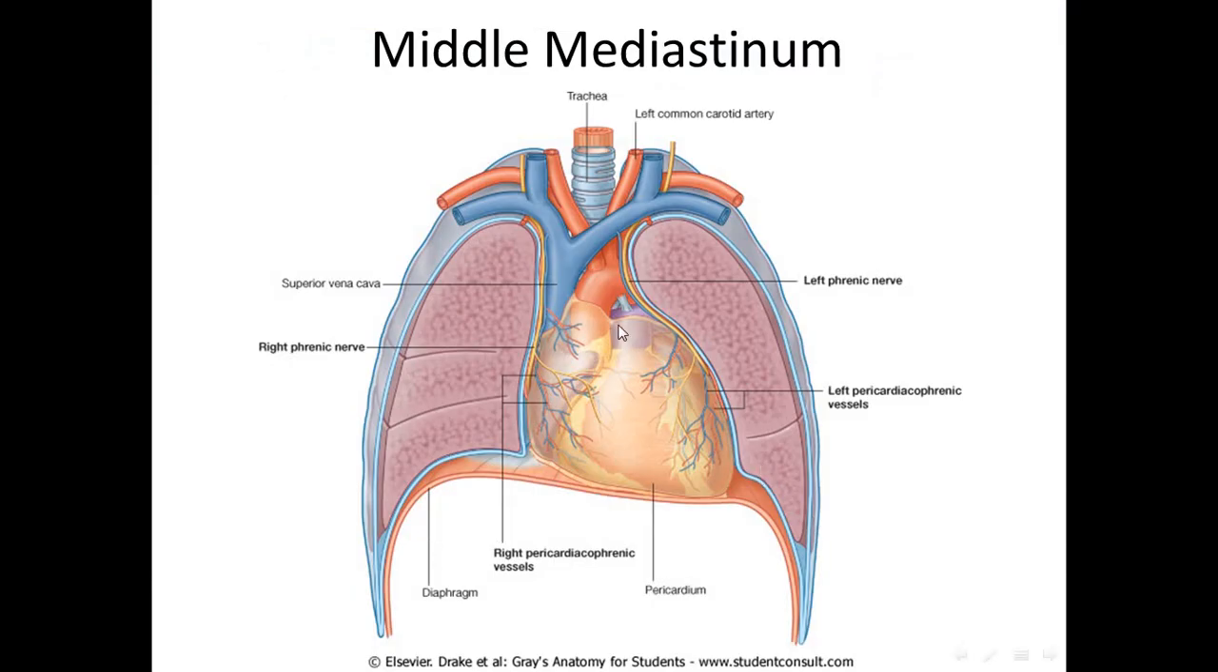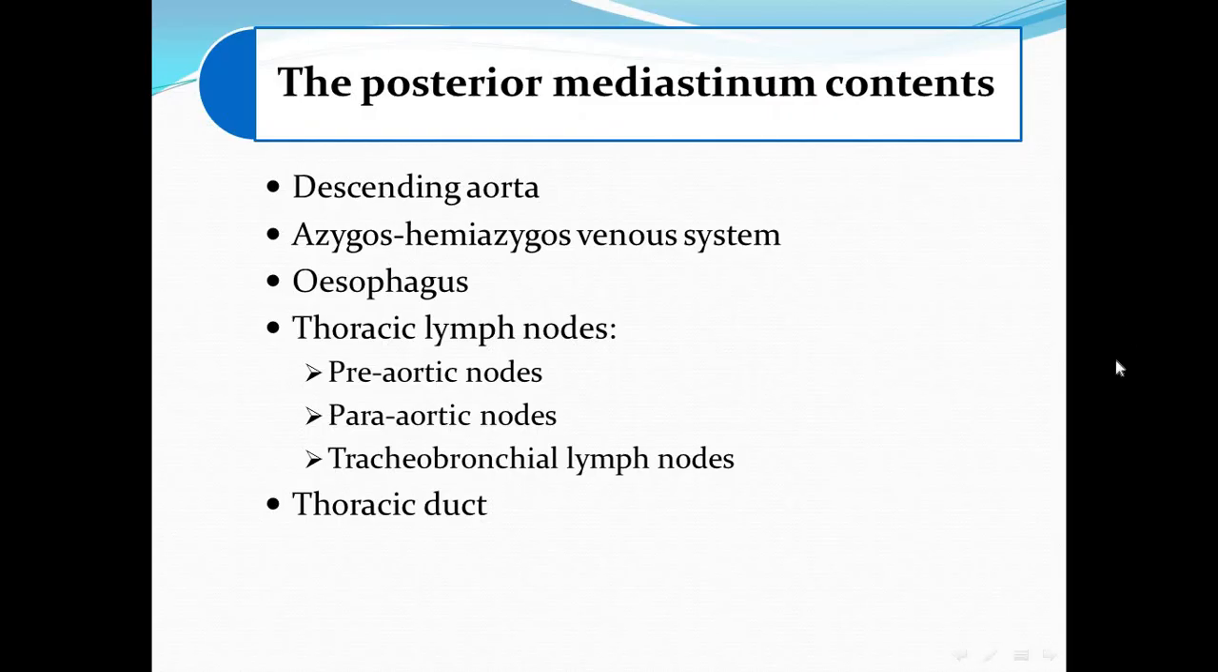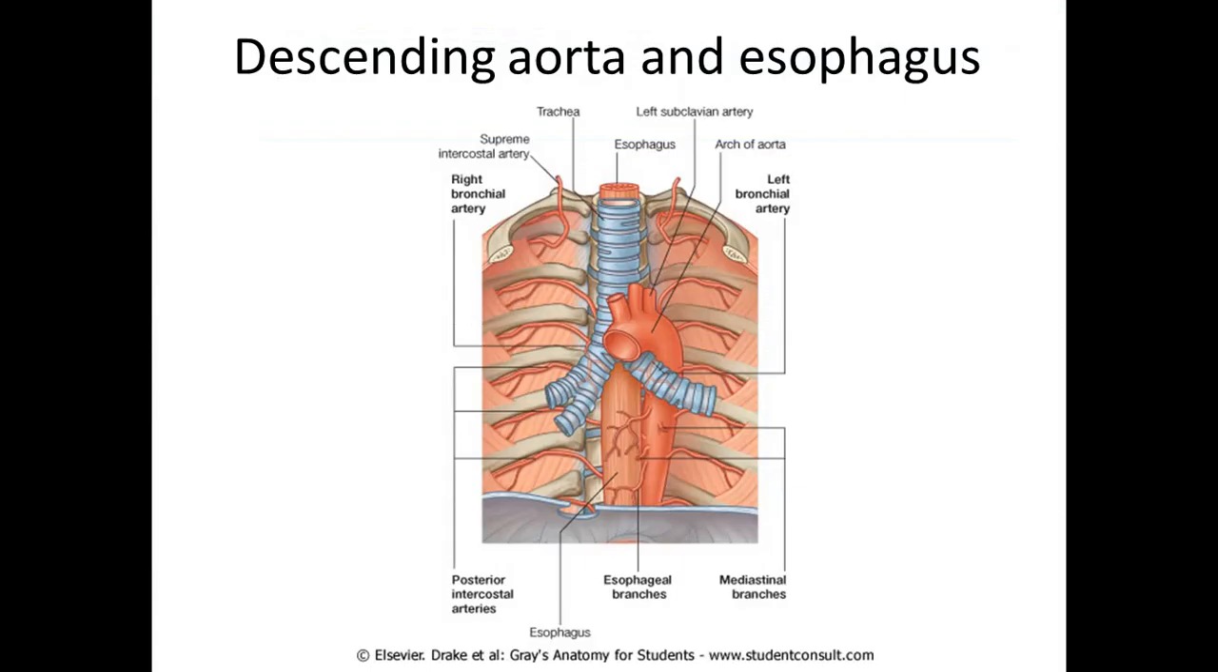So this is the illustration that we had just shown previously. So we review here the location and the structures of the middle mediastinum. We have the pericardium, the heart inside it, and the blood vessels that are joining the heart within this space. The contents of the posterior mediastinum include the descending aorta, the esophagus and hemiazygos venous system, several groups of lymph nodes, and the thoracic duct.